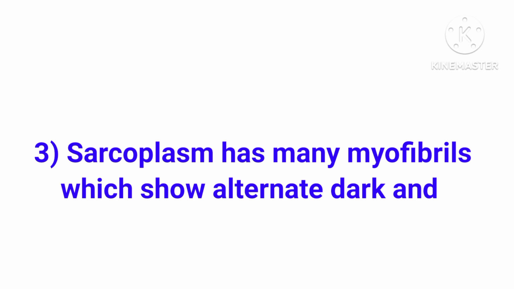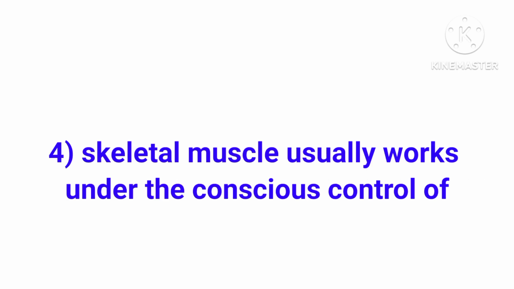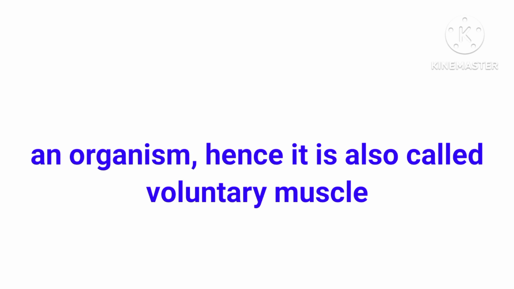Sarcoplasm has many myofibrils which show which bands? Alternate dark and light bands. So it is also called which muscle? Striped or striated muscle. Which muscle? Skeletal muscle usually works under which control? Conscious control of an organism. Hence it is also called which muscle? Voluntary muscle.